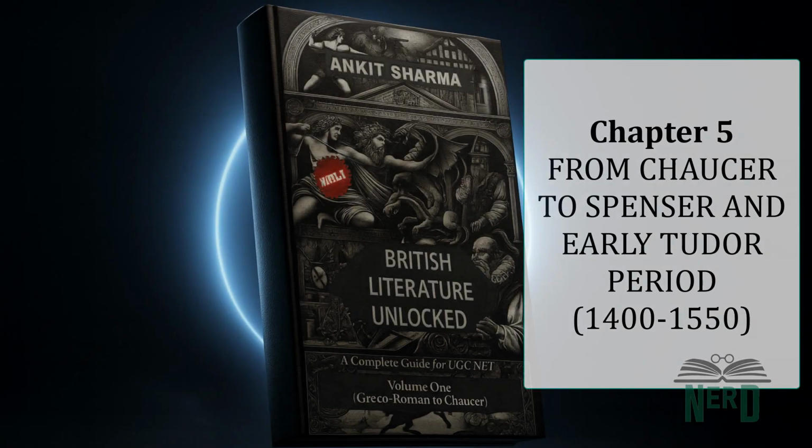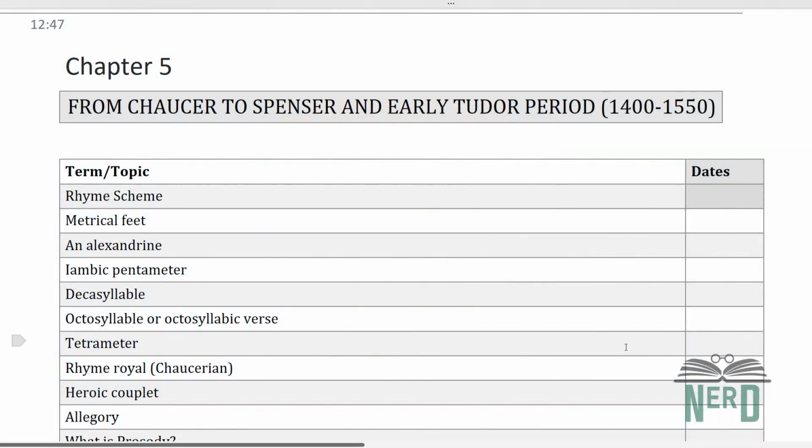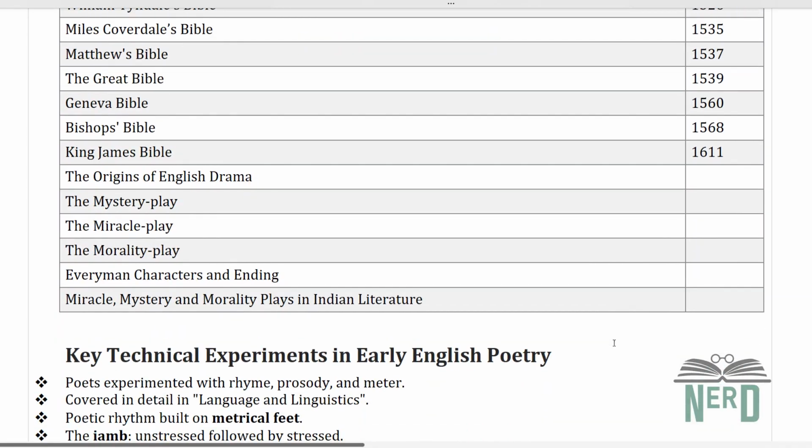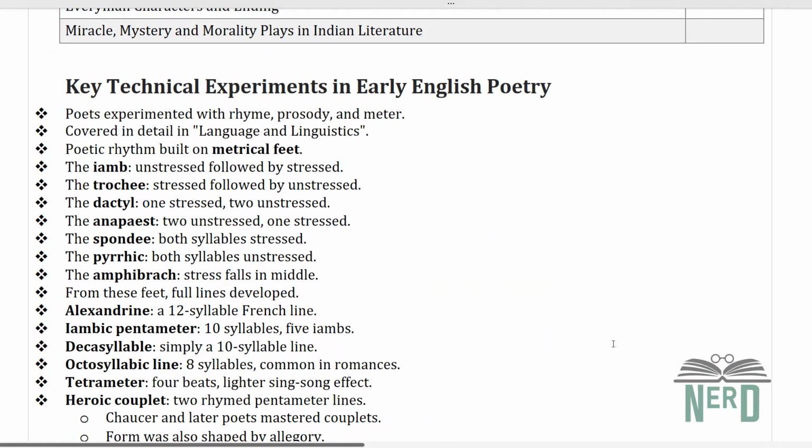Hello and welcome back. Today we begin Chapter 5, from Chaucer to Spenser and the Early Tudor Period. Now, this was a time when poets were constantly experimenting with rhyme schemes, with prosody, and with meter. And these experiments laid the foundation for what would later become the golden age of English poetry.